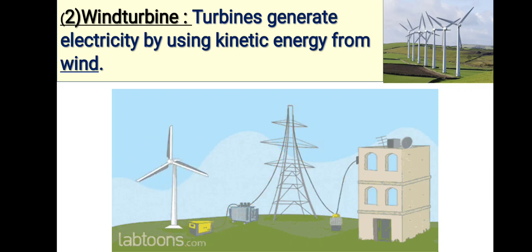And the wind turbine changes the kinetic energy of the wind. When the wind starts to move, it will make the blades of the wind turbine start to move and produce kinetic energy. After that, the kinetic energy of the wind changes into electrical energy. Okay, so to generate electricity from the wind, we use a wind turbine.